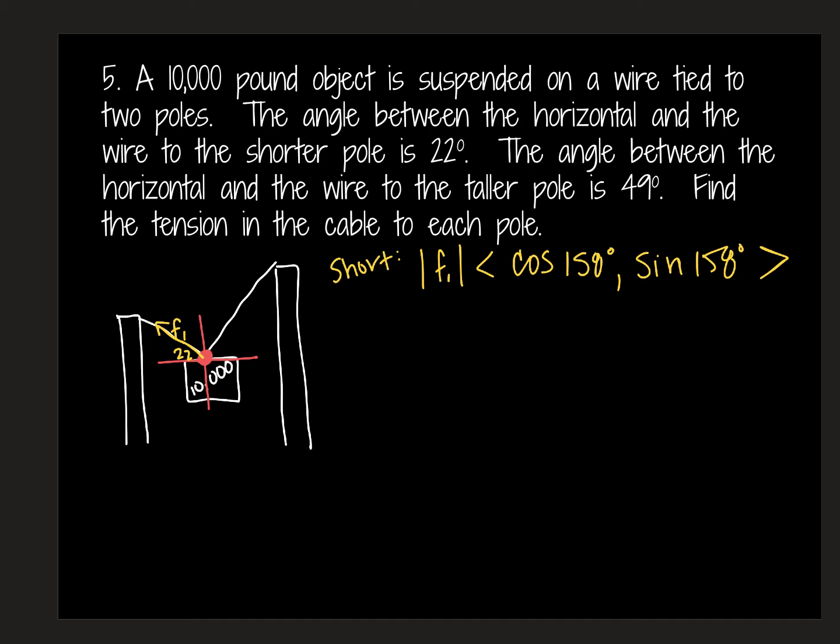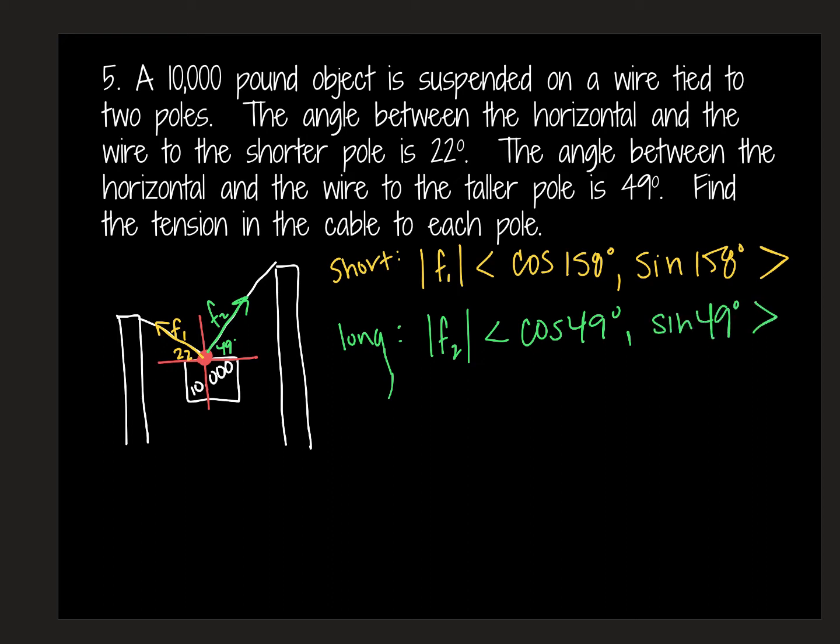And then the wire to the taller pole, it told us that makes a 49 degree angle with the horizontal. Nice thing with how I drew this was that's just the angle, right? That's the rotation from the positive x-axis. It would work if you flipped this, but we're going to give you this diagram in a problem like this. So the long one is magnitude of F2 times cosine of 49, sine of 49.